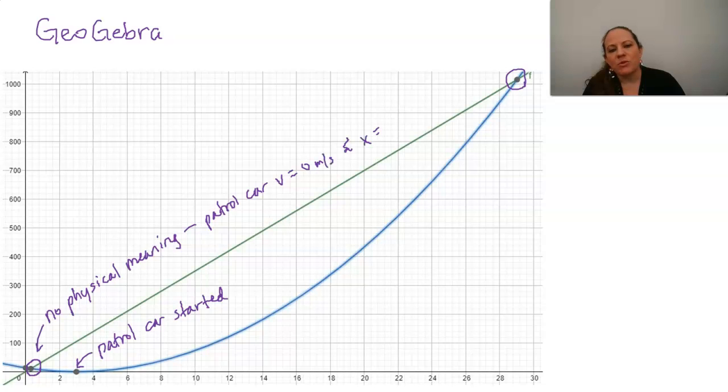And so, yeah, that patrol car's position we know was 0 meters up until 3 seconds. So we're going to ignore that point coming up. So here we go with our algebraic solution.